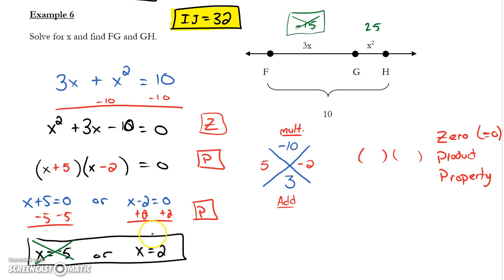If I put 2 in for x, 3 times 2 is 6, 2 squared is 4, they're both positive and they add to 10, that is a correct solution, whereas x equals -5 is not.